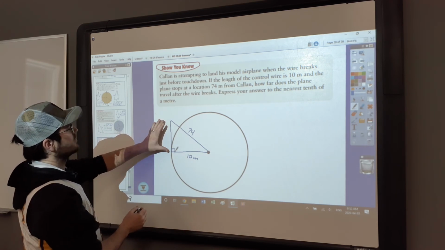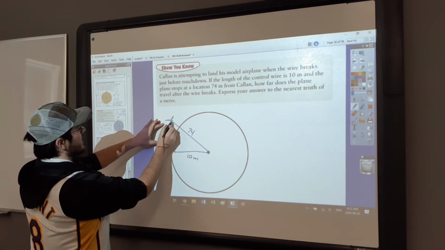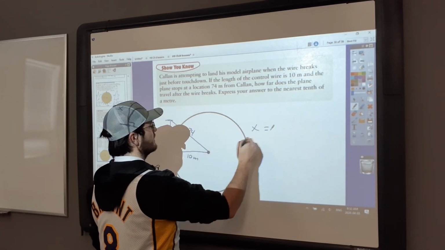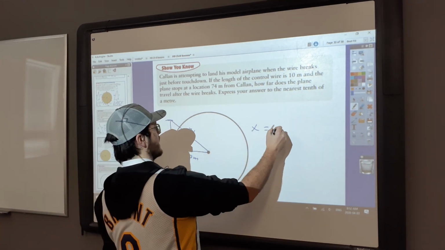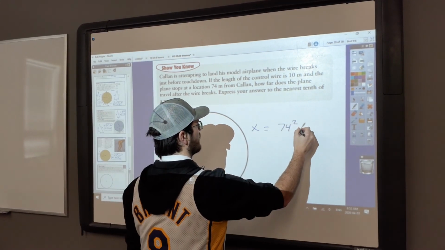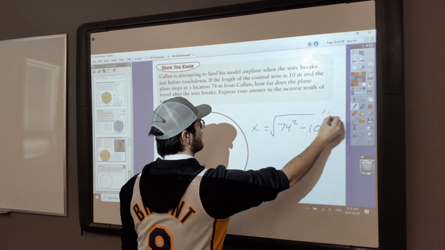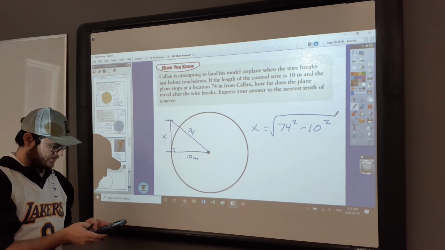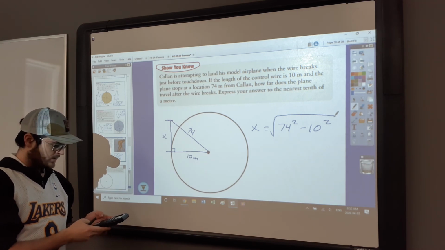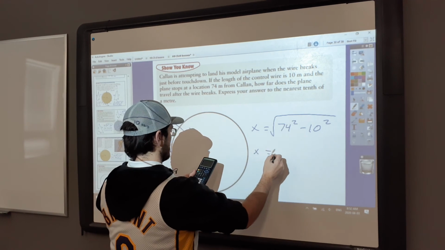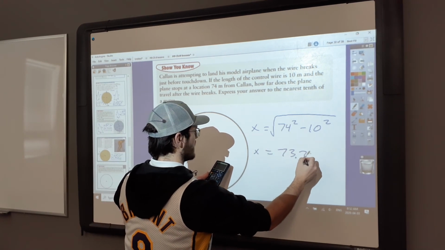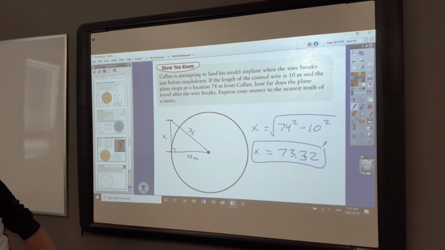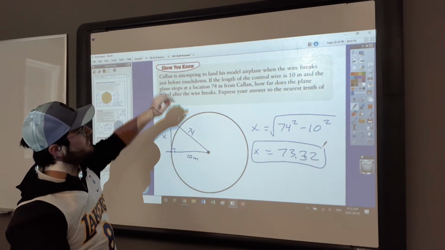It says, how far does the plane travel after the wire breaks? So it broke here, lands over here. So you've got this situation. Again, the picture doesn't need to be perfect because the 74 and 10 don't seem to line up, but we can still do the math behind it. 74 squared minus 10 squared. If we do that, we should be able to find the answer. It gives you 73.32. So it travels quite a ways. This picture would actually be way further that way.